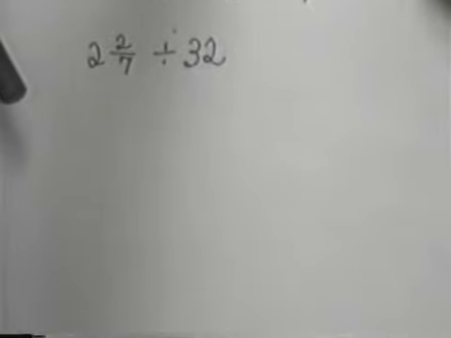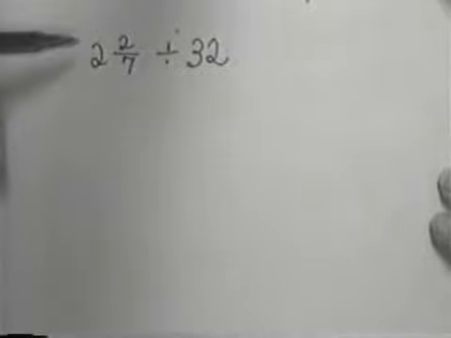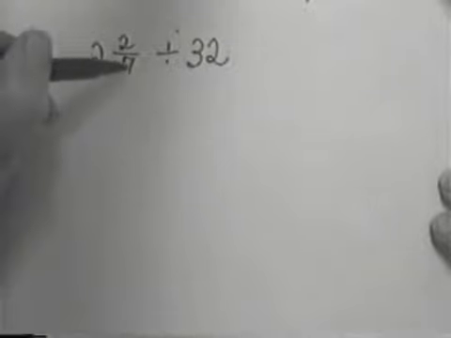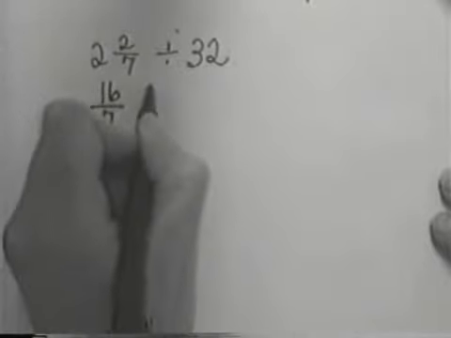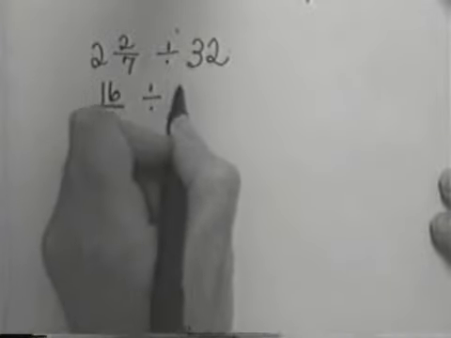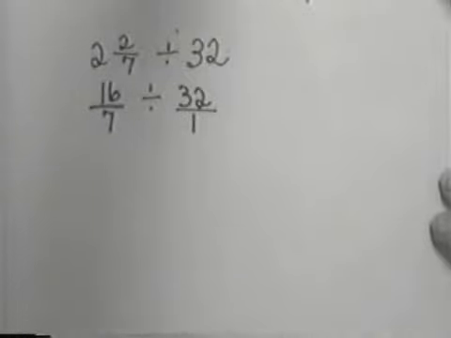Let's do another one. This time we'll do 2 2/7 divided by 32. So the first thing we want to do is to make everything look like single fractions. So we'll change the first one into an improper fraction. 7 times 2 is 14, plus 2 would give us 16/7 divided by, and we need to make that 32 look like a fraction, so we'll put a 1 under. So we have 16/7 divided by 32/1.